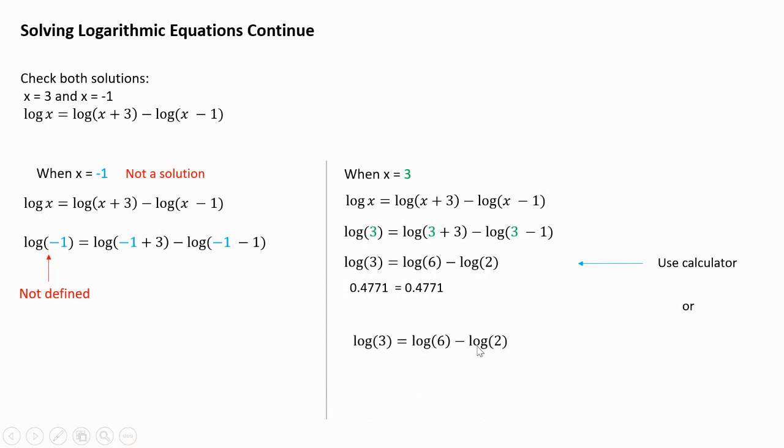Remember, guys, on the right side, we put it into a single log. If it's minus, then by applying the quotient rule, it's going to be 6 divided by 2. Again, we condense it into a single log: log of 6 minus log of 2 gives us log of 6 divided by 2. So it's going to give us log of 3 equals log of 3, which is a solution. So 3 is my solution, and negative 1 is not.